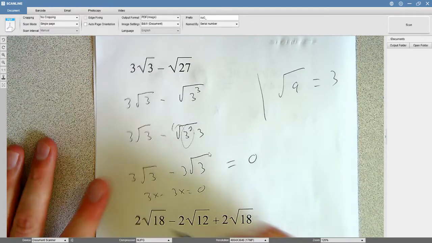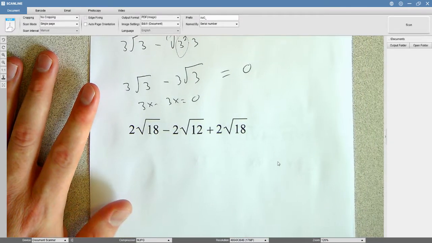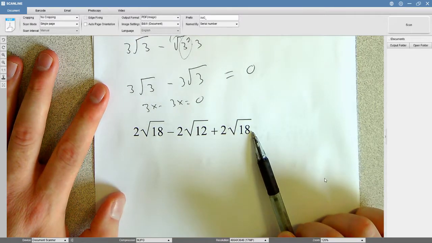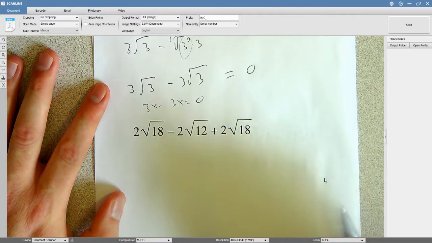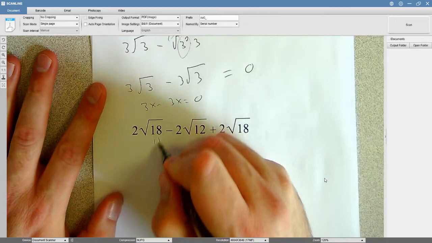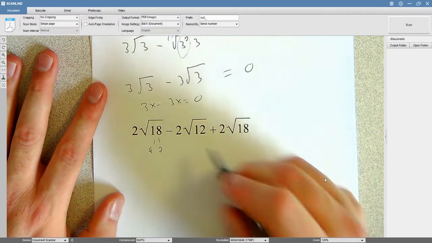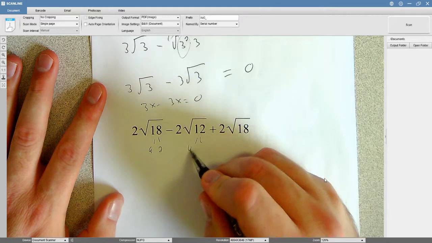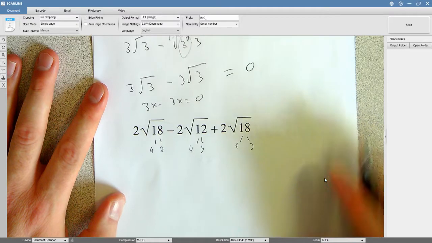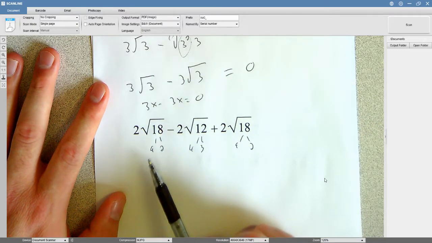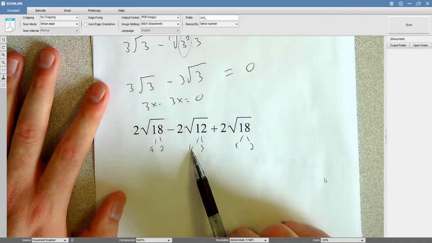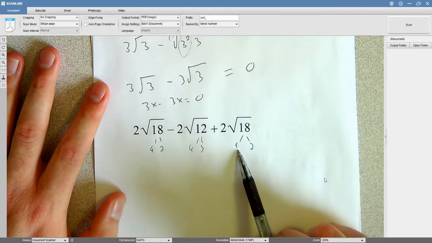All right, let's look at another problem. Here you have 2 square root 18, 2 square root 12, and 2 square root 18. Can we break these radicals down into their simplest forms? So for example, we know that 18 is 9 times 2. We know that 12 is what? 4 times 3, and 18 again is 9 times 2. So look, we know that 9 is a perfect square. The square root of 9 is 3. The square root of 4 is 2, and the square root of 9 is 3 again.